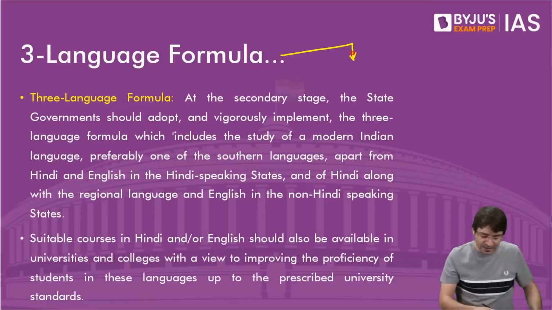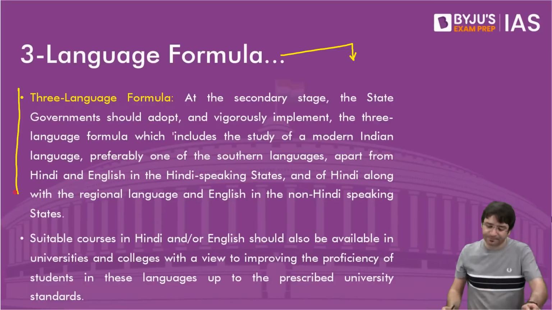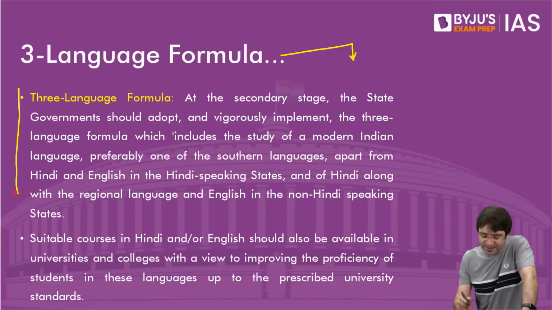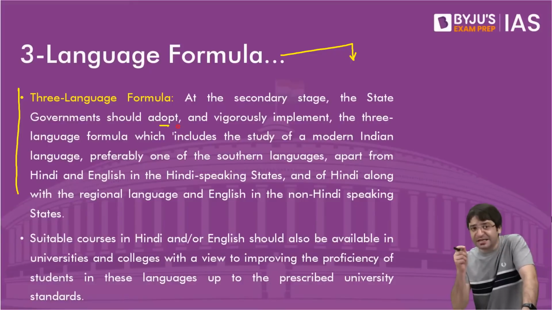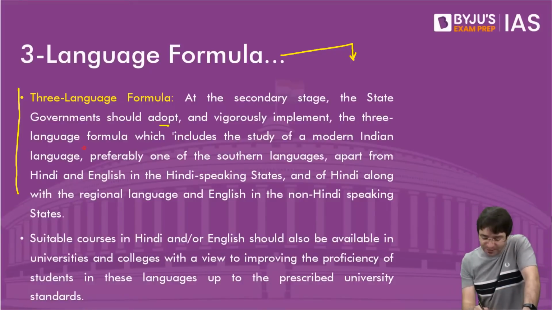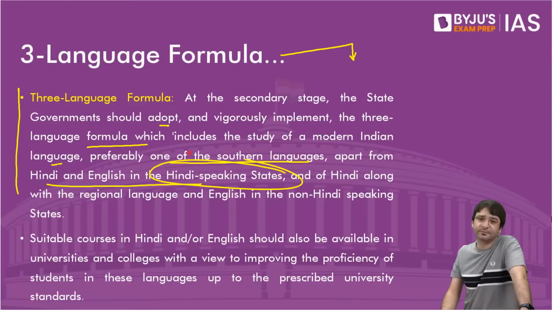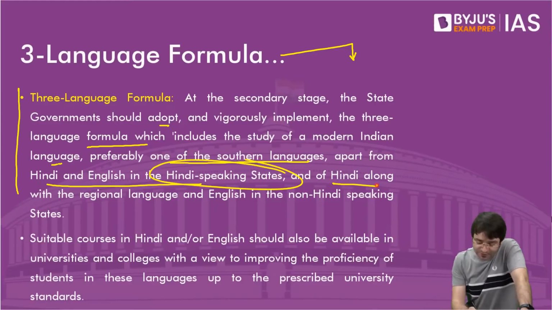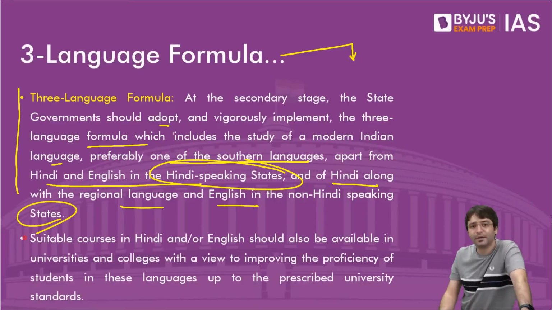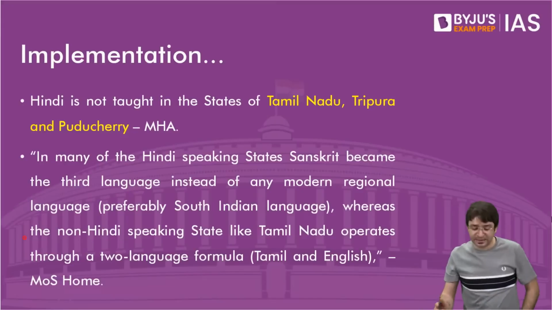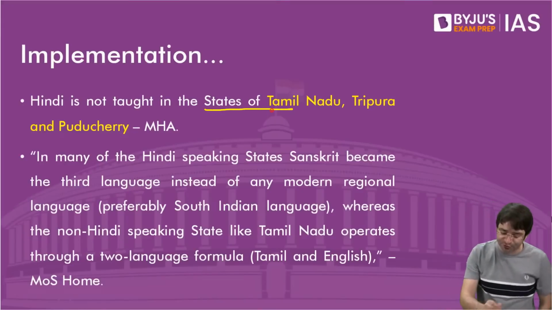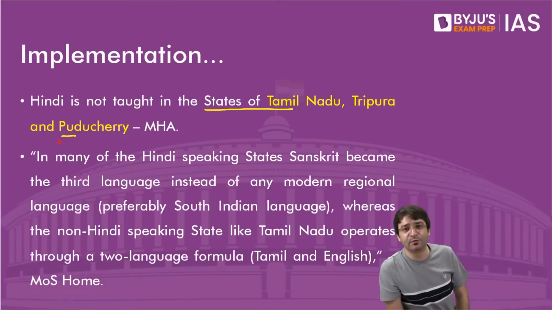So we can say that this three language formula, which meant that the state governments should adopt and vigorously implement the three language formula, which includes the study of a modern Indian language, preferably one of the southern languages, apart from Hindi and English, in Hindi speaking states, and of Hindi along with the regional language and English in non Hindi states. But what has happened is Hindi is not taught in the states of Tamil Nadu, Tripura, and Puducherry, says the Ministry of Home Affairs.